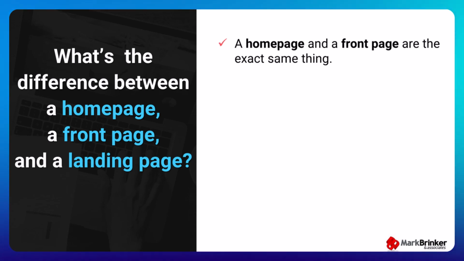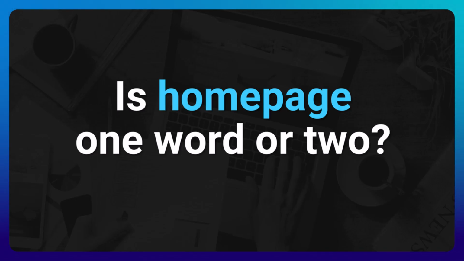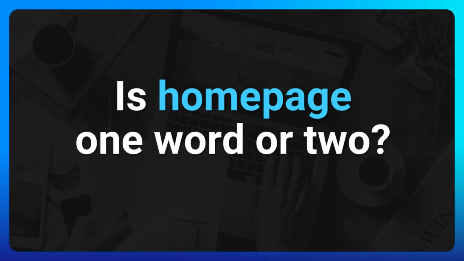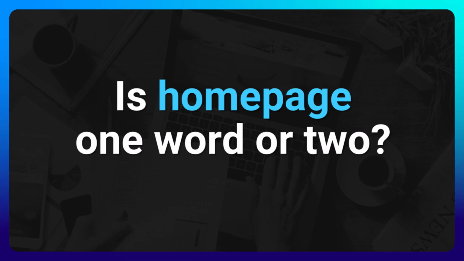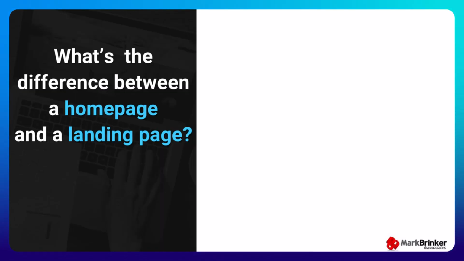Well, first, a home page and a front page are the exact same thing. A home page is the page people see if they type your domain into a web browser. Occasionally, people will refer to the home page as the start page or the root page, but the most common term today is the home page. Now, quick side note, is home page one word or two? Actually, it's correct either way. Me personally, I write it as one word, but if you want to write homepage as two separate words, that's perfectly fine. Now back to the original question, what's the difference between a homepage and a landing page?